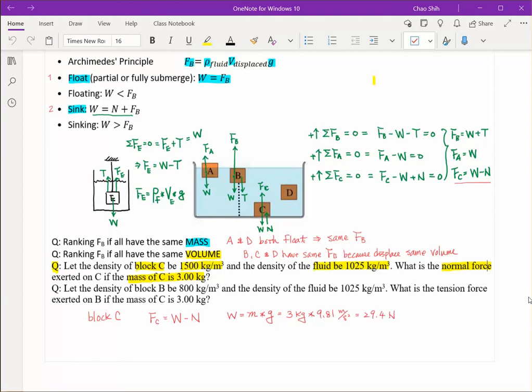Our goal is to find the N, so let's look at what is the FC. FC is the buoyancy force of block C. So what is the buoyancy force equal to? That's Archimedes' principle. The rho of the fluid times the volume of the object, because that total volume displaced the fluid, and multiply with G, which is 9.81. Let's look at the fluid. It's given 1025.